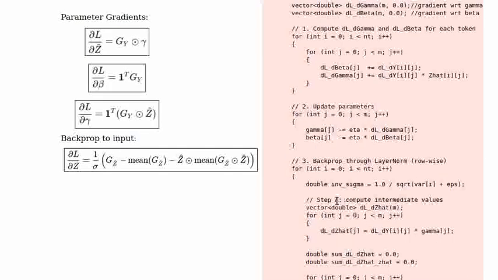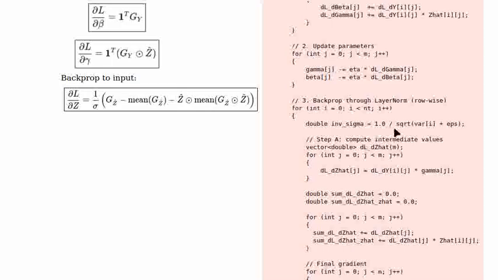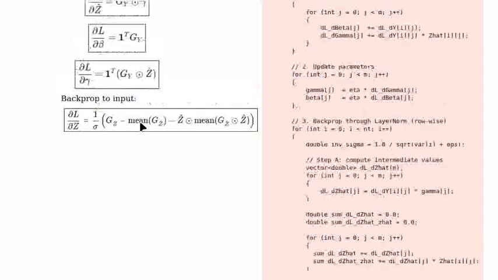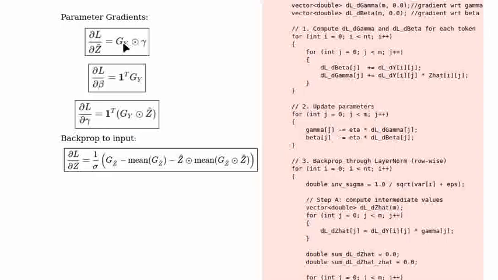So this is that part, okay. And the dL/dĉ is dL/dy times the gamma. Okay, here, dL/dγ is dL/dy. Okay, this formula, dL/dĉ.